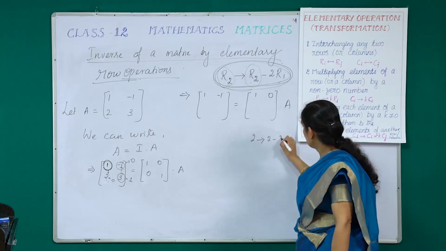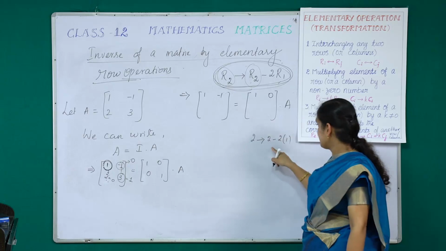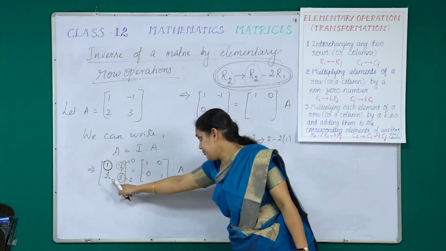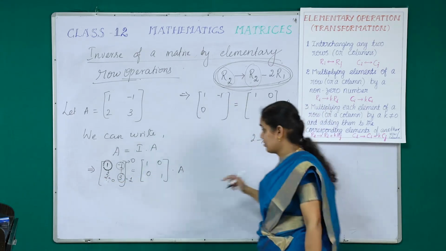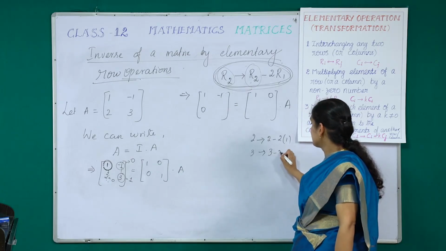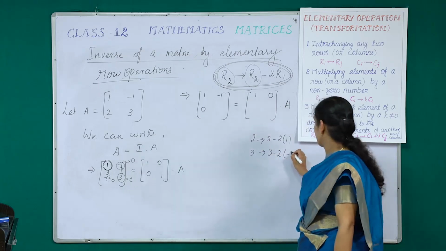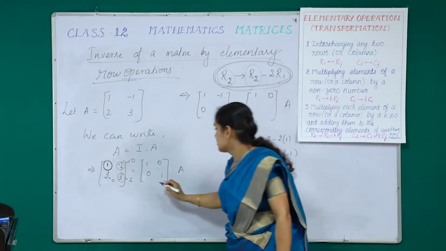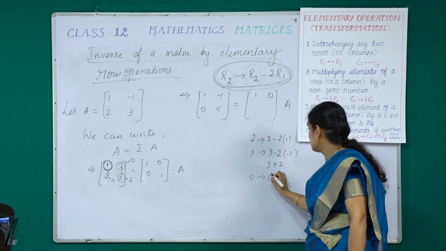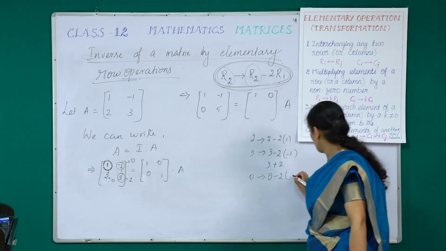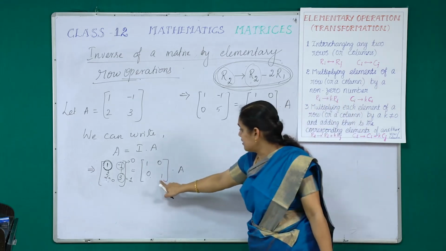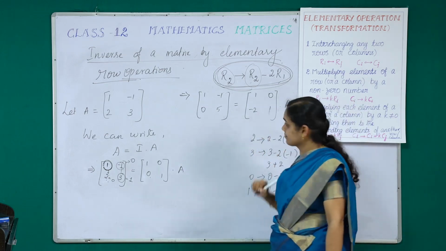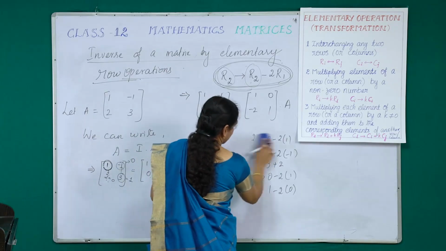R2 takes 2 minus 2 into what is R1? 1. So it becomes 0, so I put 0 here. Then the second element, not only for that element, we have to apply for all the elements in the row 2. So 3 takes 3 minus 2 into what is this corresponding element? Minus 1. So it will be 3 plus 2, that is 5. Then here 0 takes 0 minus 2 into the corresponding element 1. So that is minus 2. Then here 1 takes 1 minus 2 into 0. So that is 1. That's all. We have converted this into 0.